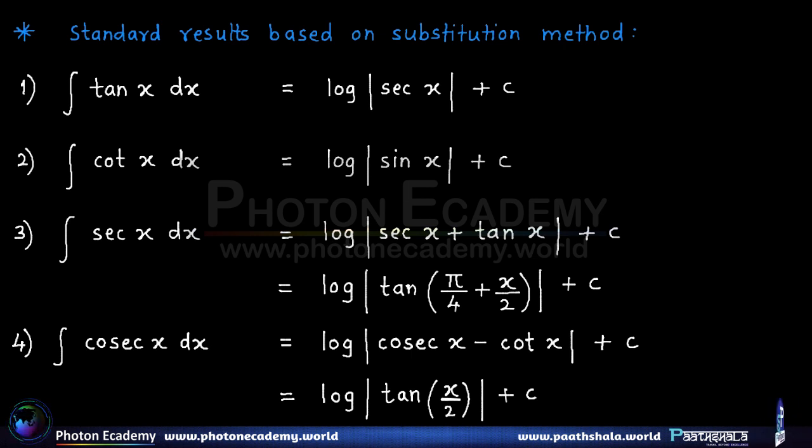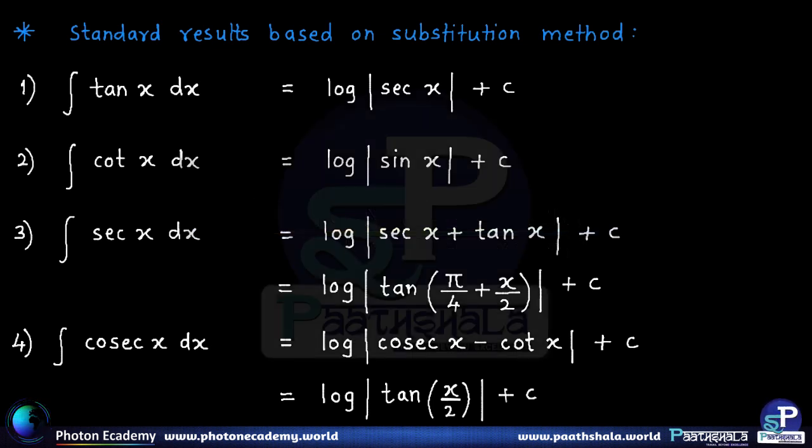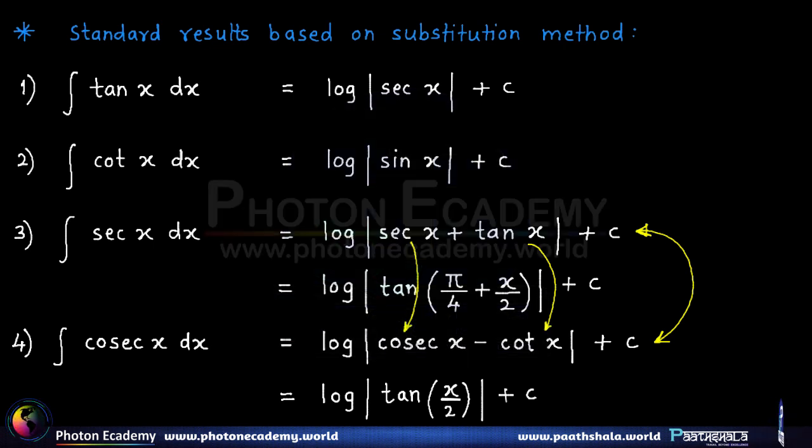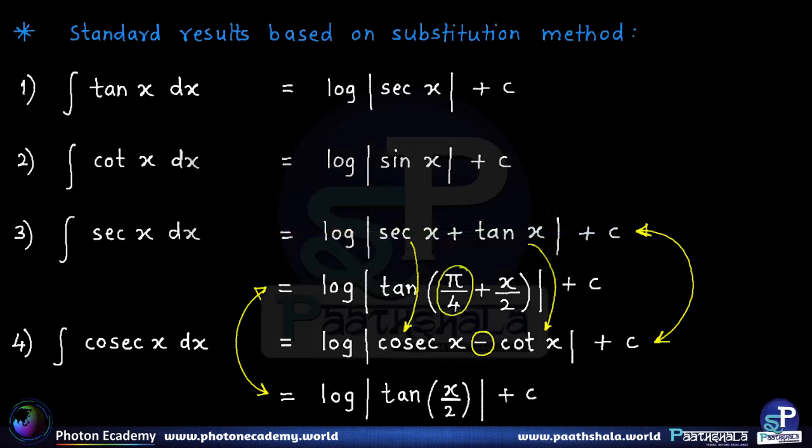Now you can see some similarity or parallelism between the integrals of sec and cosec. If you see, the term sec is getting replaced with cosec, and the term tan x is getting replaced with cot x, but there is an additional change that the middle sign is minus. Similarly, if you see the second formulae for sec x and cosec x, there also the overall structure is the same except that the angles are different. In case of sec, you have additionally pi by 4 in the angle, whereas in the cosec x you have just x by 2.